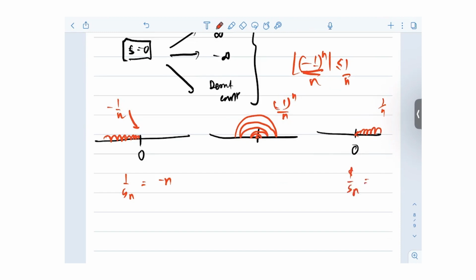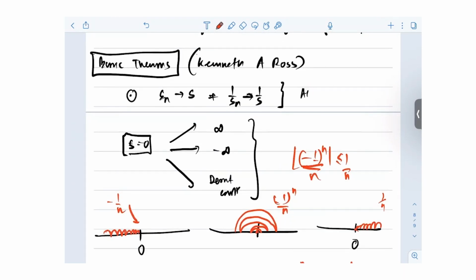Here it will become n, and here it will become n times (-1) to the power n. So it will go to what? It will go to plus infinity and minus infinity. You can see that it will go to infinity and it will go to minus infinity. So once you understand the geometry of this, understand what's happening, you will get a clear idea.